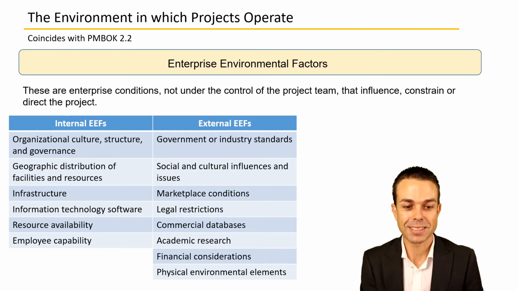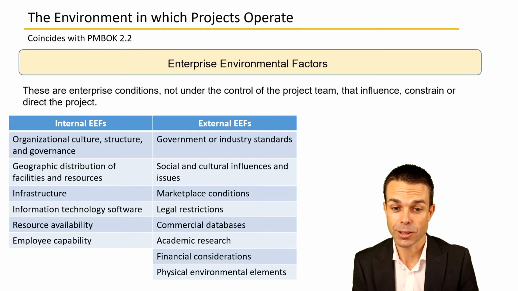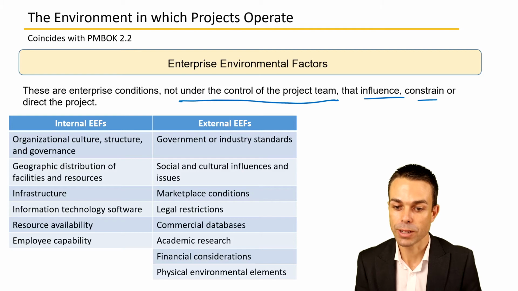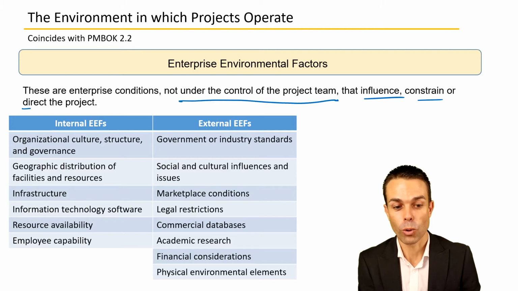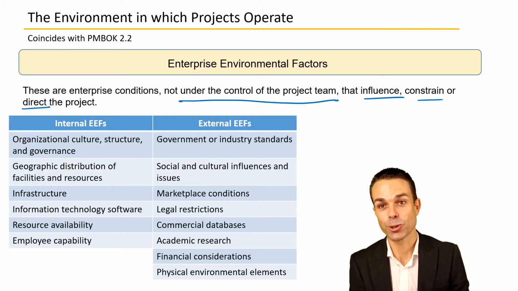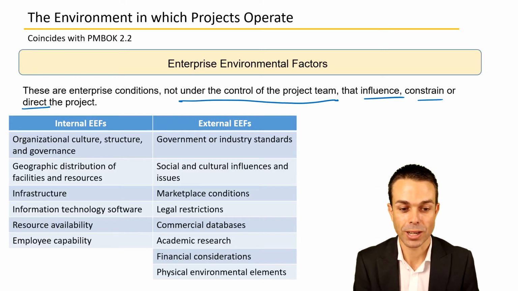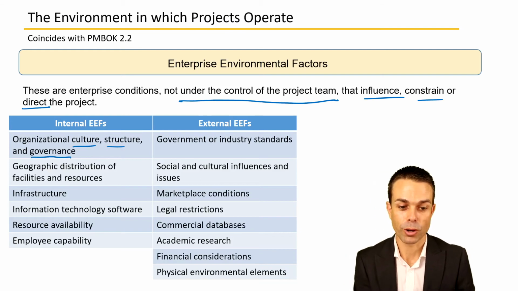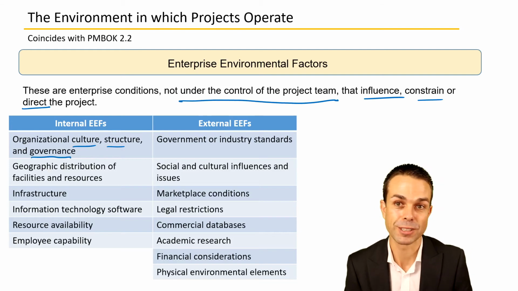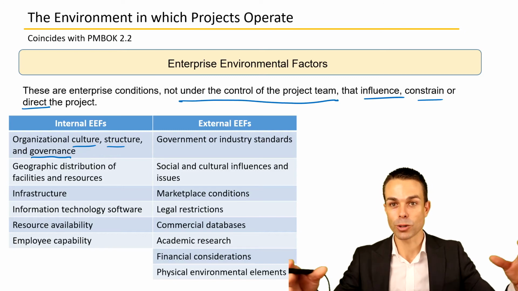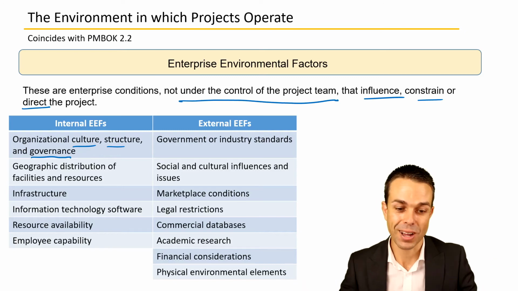These are enterprise conditions, and they're usually not under the control of the project team, which does make things a little bit difficult sometimes. But they do still influence, constrain, or direct the project. Let's have a look at what some of them are. Internal to the organization, we've got organizational culture, structure, and governance that's in place. We've got the geographic distribution of facilities and resources. So where are they? Are they all in the one place? Or are they across multiple states or across multiple countries?